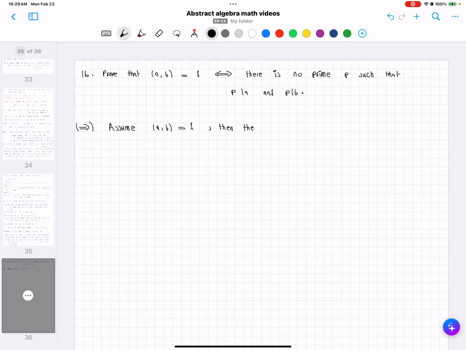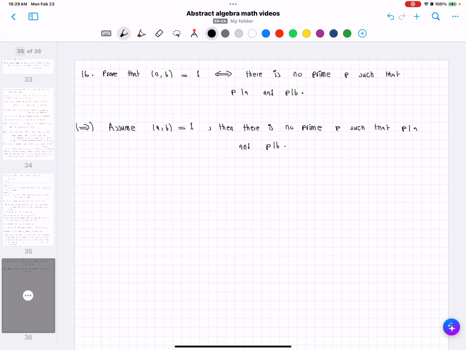Then there is no prime P such that P divides A and P divides B. Because if there is such a prime, that would mean that it is less than or equal to the GCD of A and B, as it would be one of the factors of A and B.